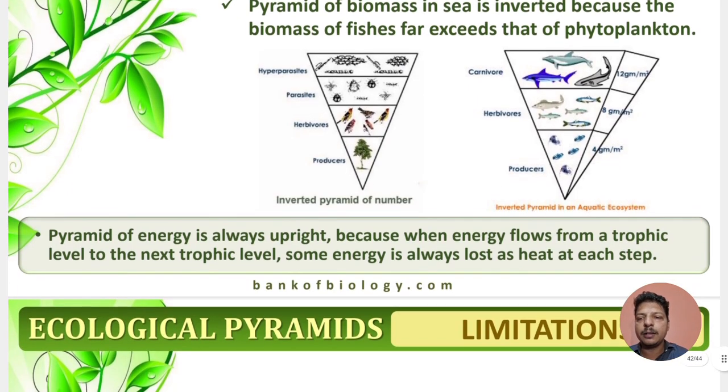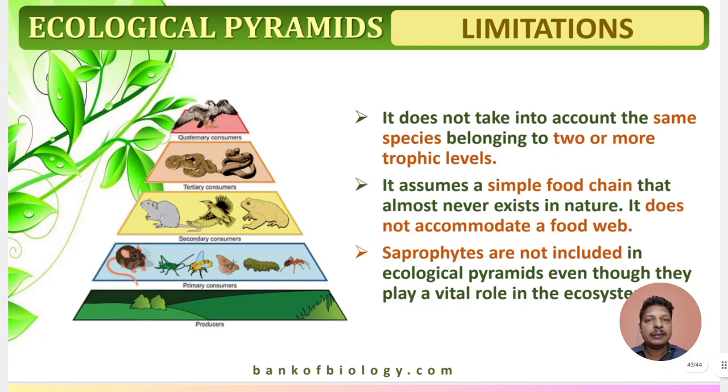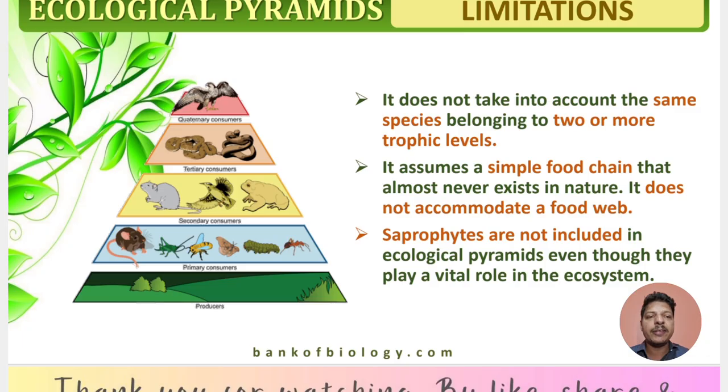Okay. Here, a note is given: pyramid of energy is always upright because when energy flows from a trophic level to the next trophic level, some energy is always lost as heat at each step. Here some limitations of the ecological pyramid are there, that is, it does not take into account that the same species belongs to 2 or more trophic levels. It assumes a simple food chain that almost never exists in nature. It does not accommodate a food web. Remember, questions are asked. Then, saprophytes are not included in ecological pyramid even though they play a vital role in the ecosystem. These are the limitations of ecological pyramid.